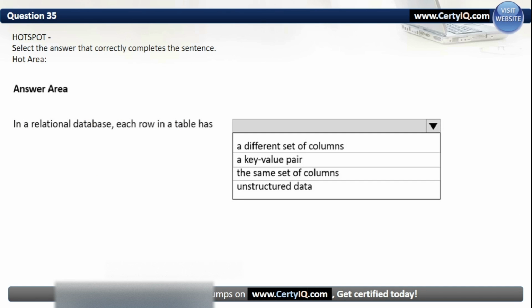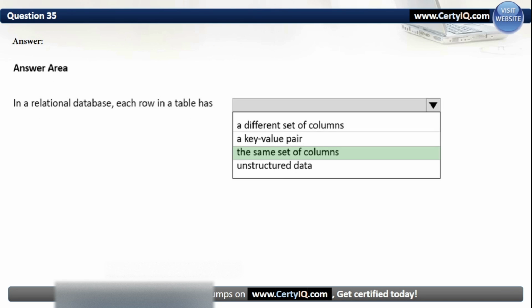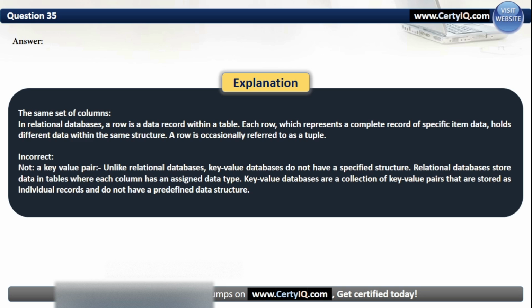Question 35. Hotspot. Select the answer that correctly completes the sentence. To the answer area, in a relational database, each row in a table has, our options are a different set of columns, a key value pair, the same set of columns, unstructured data. The correct option is the same set of columns.